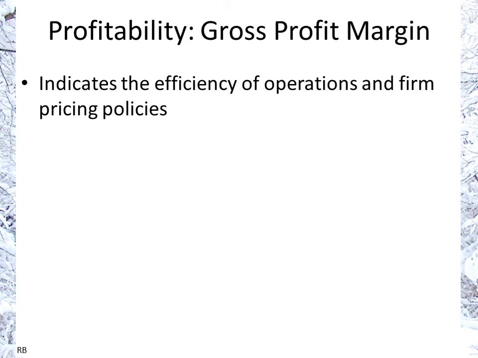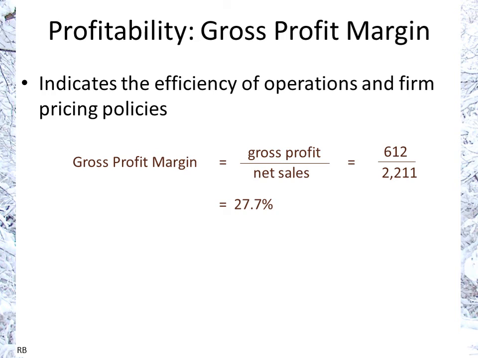Now the gross profit margin, we're moving on into profitability. That indicates the efficiency of operations and the capacity of the company to price in a profitable way. So that's the gross profit divided by net sales. So we have here 27.7%.